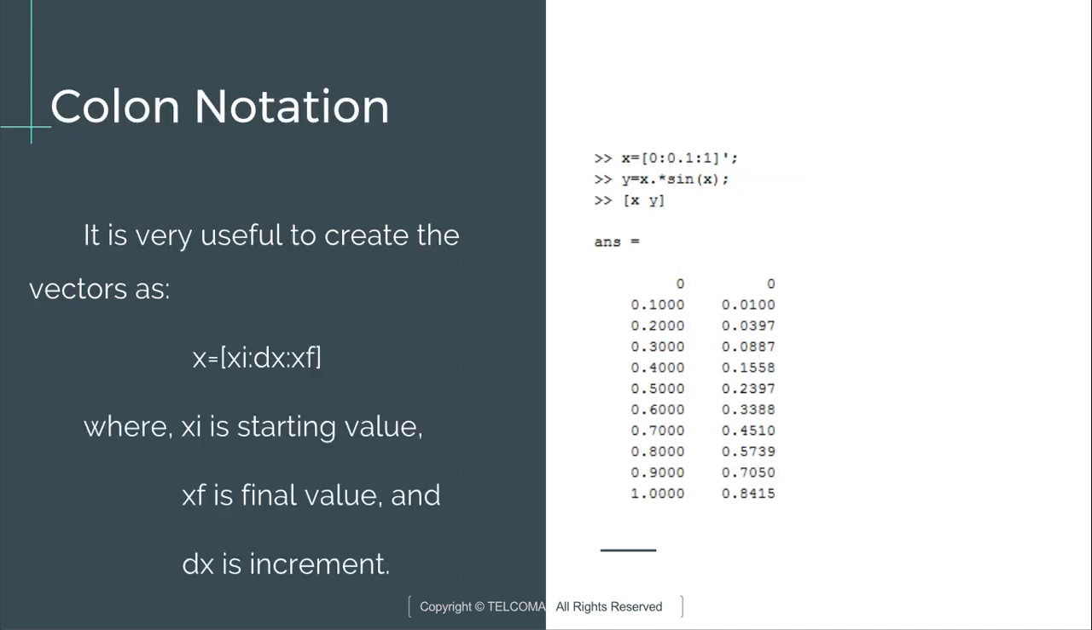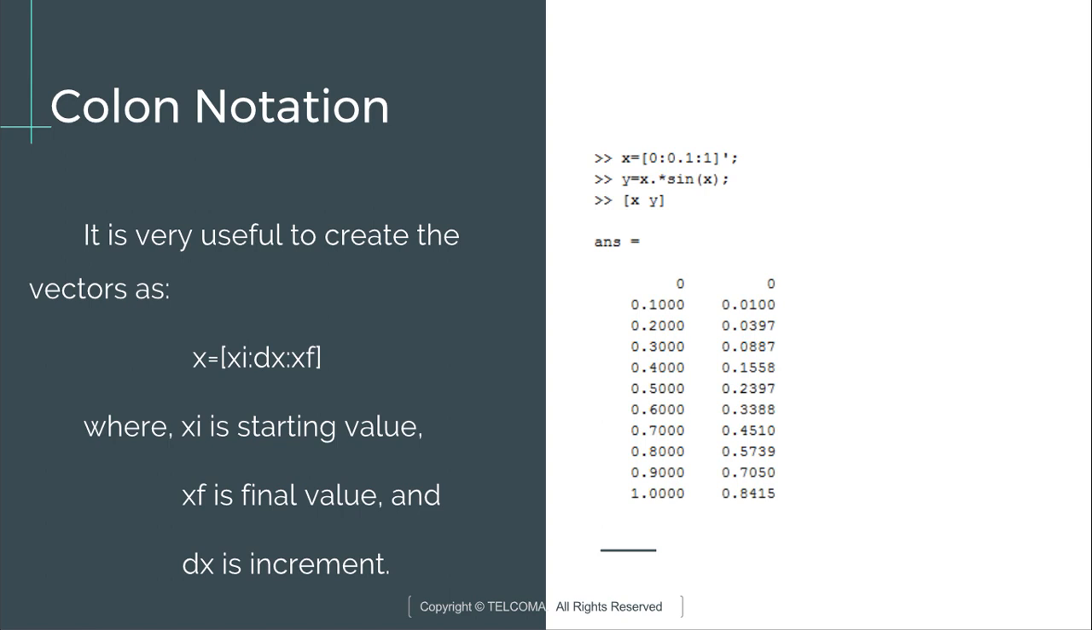Now, what is colon notation? It is very useful to create a vector as x equals to, and in square brackets xi colon dx colon xf, where xi is the starting value, xf is the final value, and dx is the increment. Like if you want to assign values from 1 to 9 to a variable x, then you can write it as x equals to, in square brackets 1 colon 9, right?